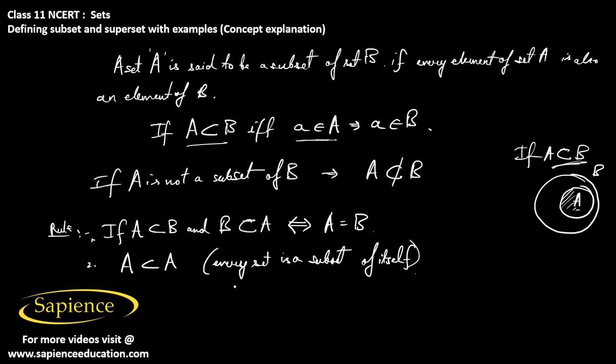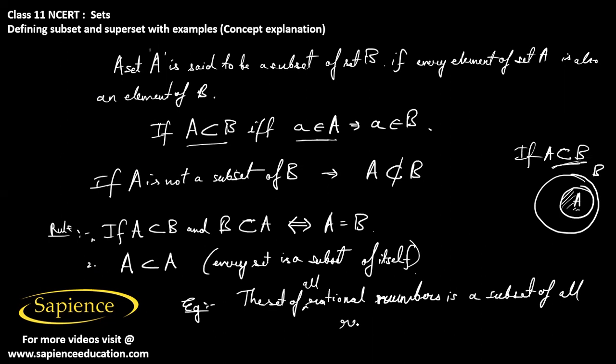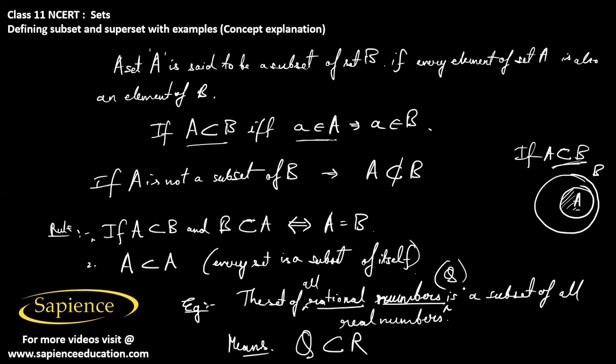So we can understand this concept by some examples. Suppose we say that the set of all rational numbers is obviously a subset of all real numbers. I can say that the set Q is a subset of R. It means that the set of all rational numbers, which is set Q, is a subset of all real numbers, which is R. So Q is a subset of R.